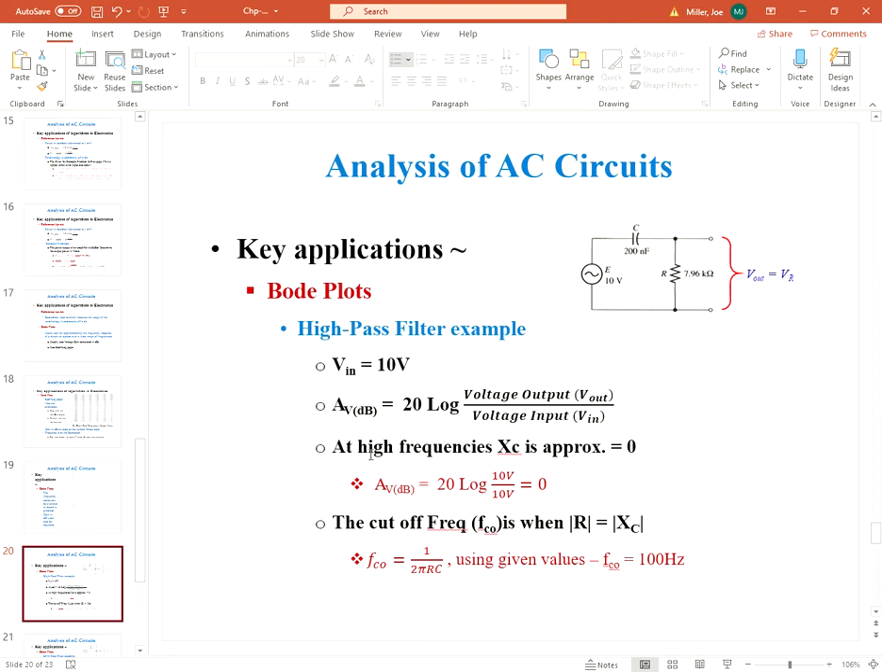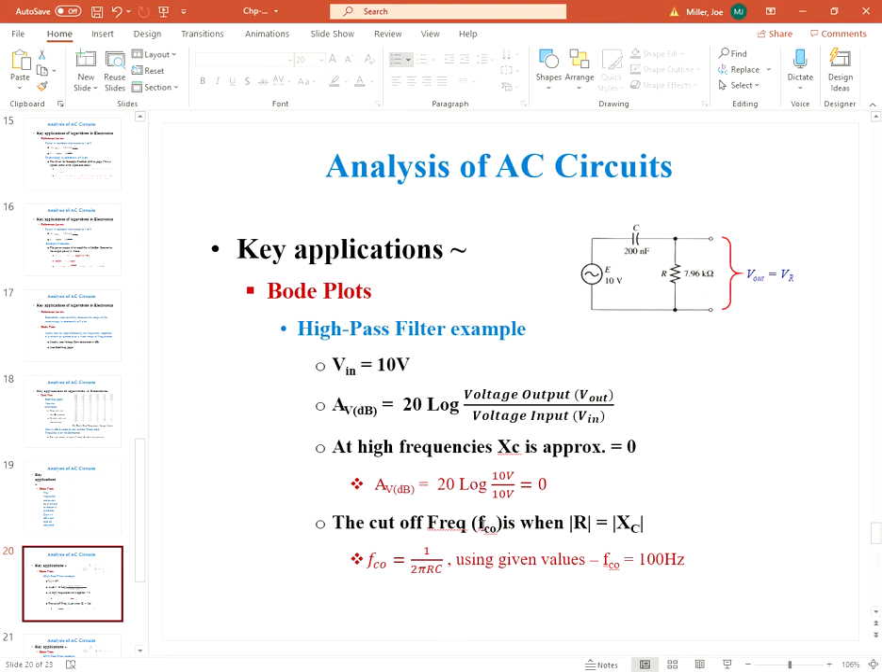At high frequencies, X sub C is approximately equal to 0. And so at very high frequencies, if X sub C is about equal to 0, there'll be almost no voltage dropped across here. The voltage dropped across the resistor will be very close to 10 volts. It doesn't make much difference. So the output will be 10 volts, the input would be 10 volts. You're left with the log of 1, and the log of 1 is 0. And no matter what you multiply it by, it'll be 0.